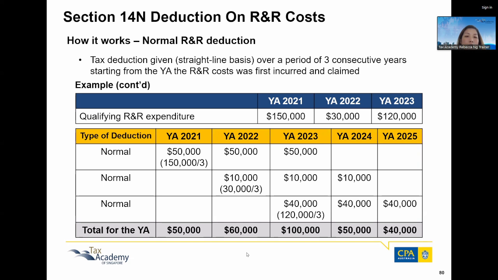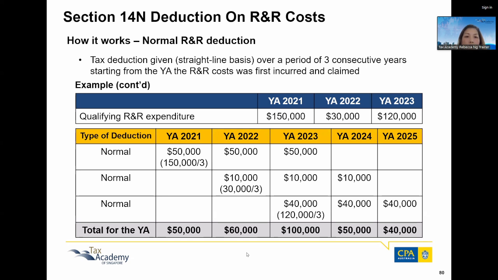So I go through the list of renovation that I have done. I identify what is qualifying, what is not qualifying. Then I put in the figures on qualifying expenditure here. I have YA 2021, 150,000, YA 2022, 30,000, YA 2023, 120,000. Just now it also mentioned that under section 14N, this expenditure that I have incurred, I will claim over a period of 3 consecutive years.